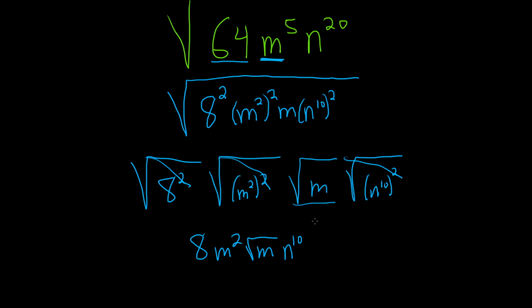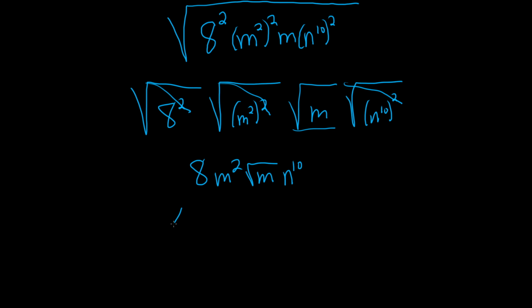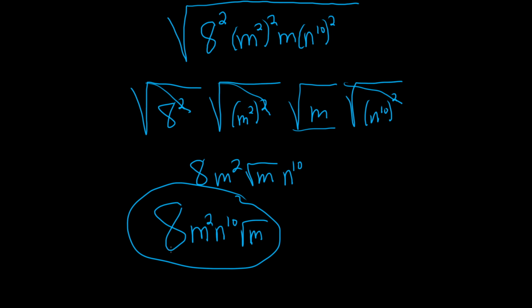However, people typically write the square root at the end. So let's rewrite it one more time. 8 m squared, n to the 10th, square root of m. And that would be a good answer. That's it.